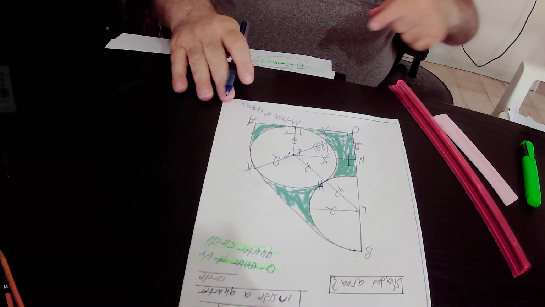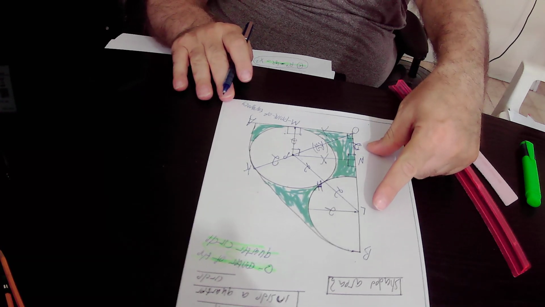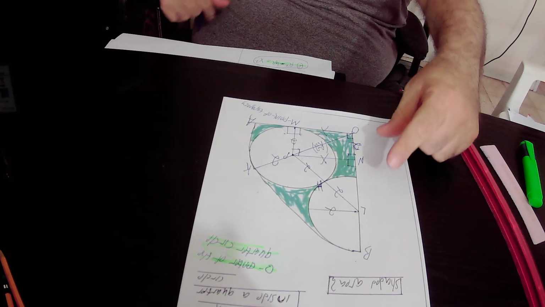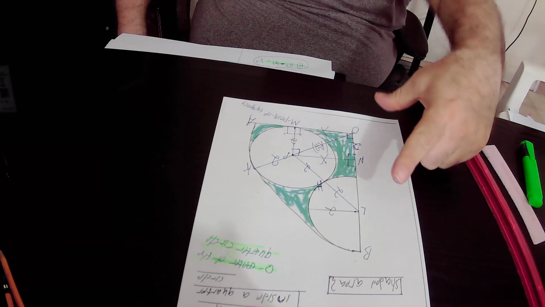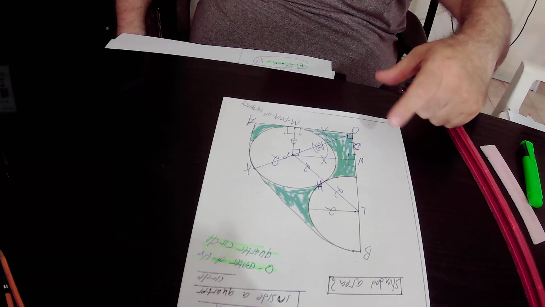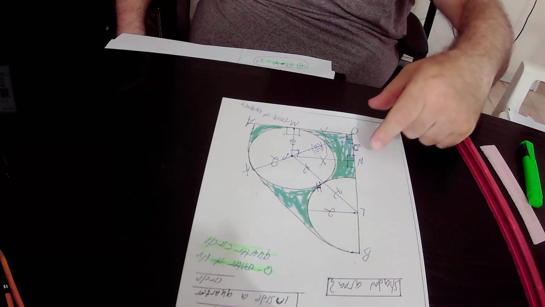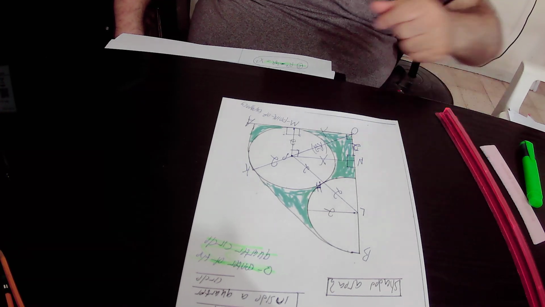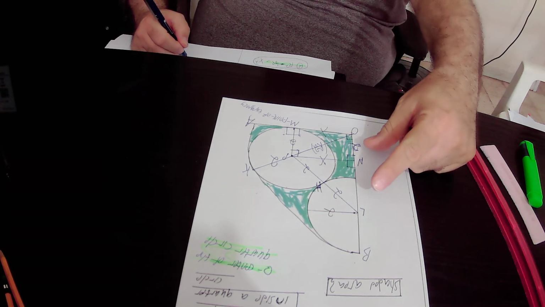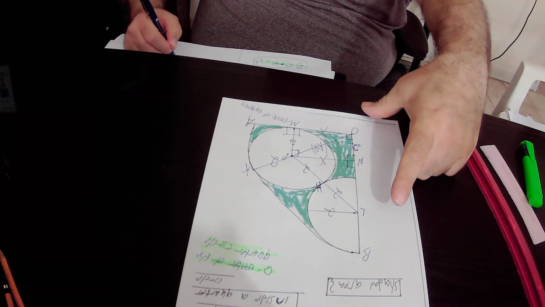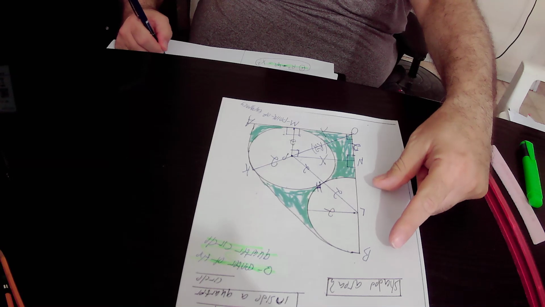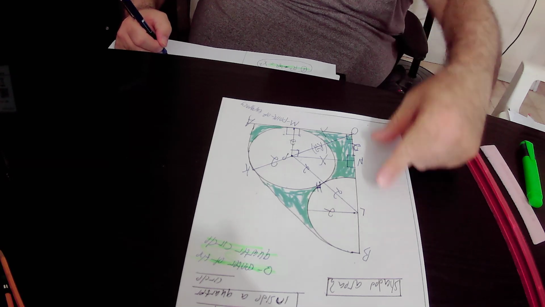And what is the length of line segment LN? It is very easy to see from the drawing that LN equals BO, that is the radius of the quarter circle, minus BL minus NO. So I write it down: the length of line segment LN equals BO, the radius of the quarter circle, minus BL, the radius of the circle, minus NO.